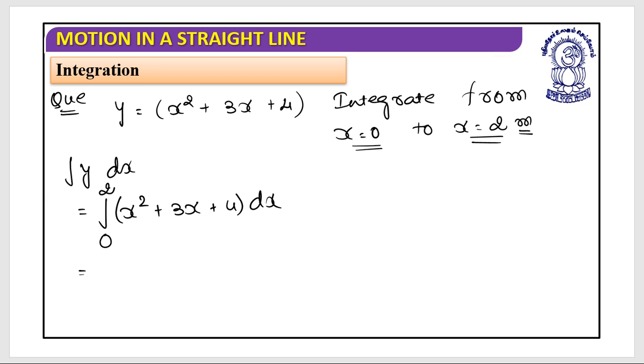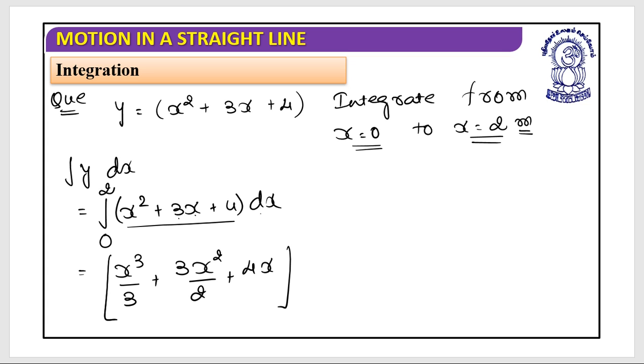So as a first step I need to integrate x square plus 3x plus 4 dx. What would it be? Yes, it is x cube by 3 plus 3x square by 2 plus integration of 4 dx, which is 4x. I hope these things are clear to you. That would be from 0 to 2. Is it clear? Okay, now let's put in the limits.